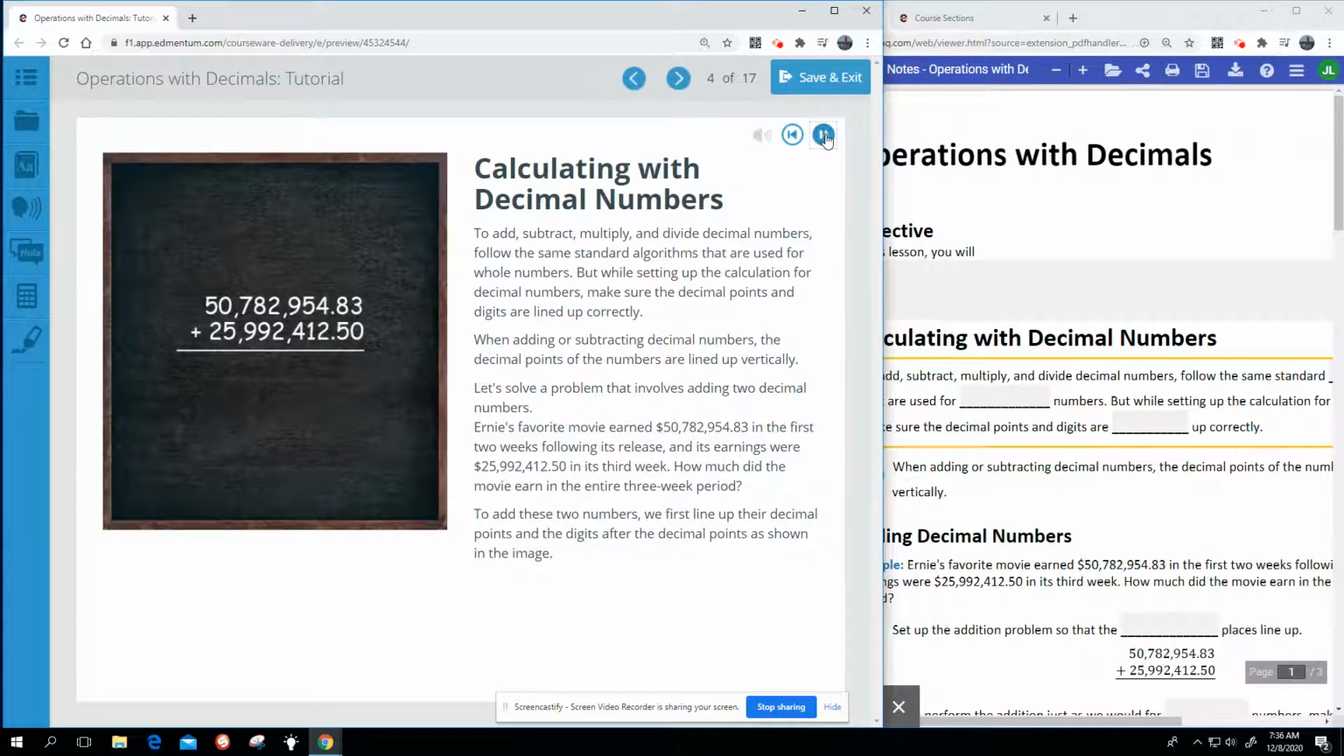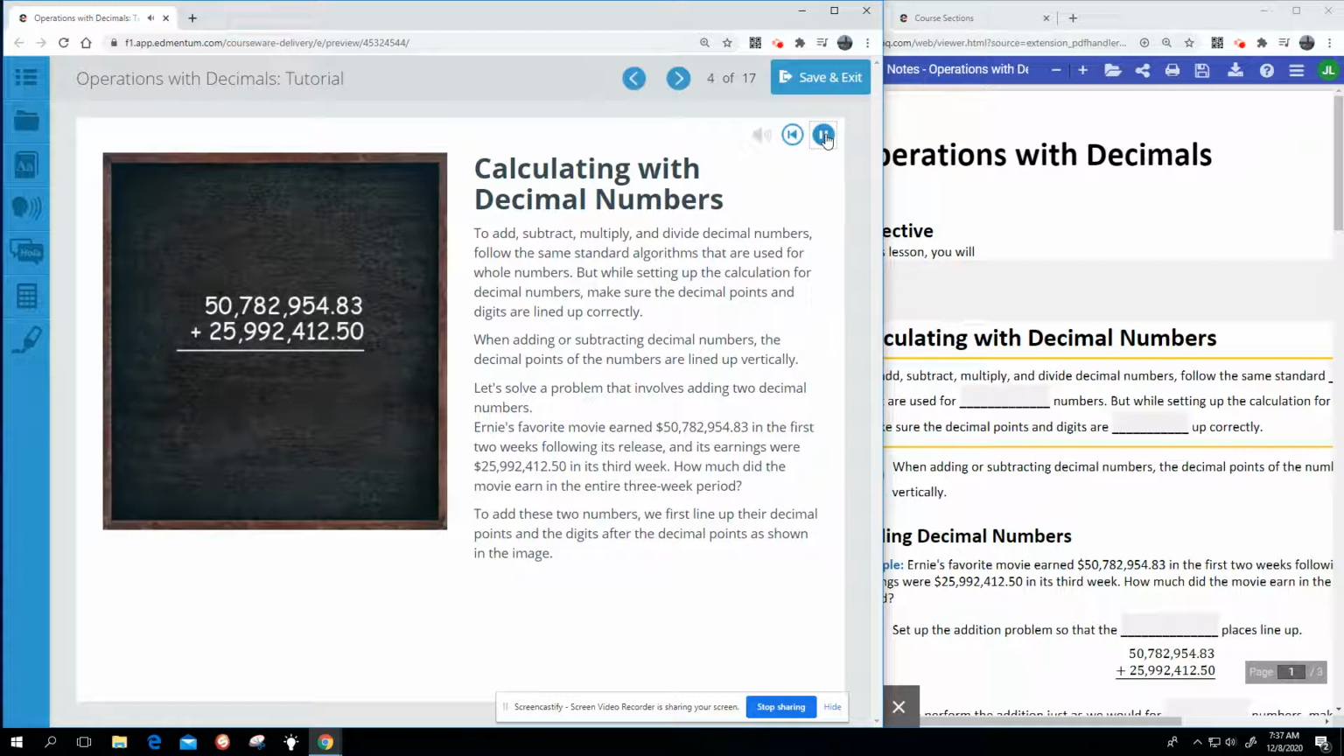Calculating with decimal numbers. To add, subtract, multiply, and divide decimal numbers, follow the same standard algorithms that are used for whole numbers. But while setting up the calculation for decimal numbers, make sure the decimal points and digits are lined up correctly. When adding or subtracting decimal numbers, the decimal points of the numbers are lined up vertically.